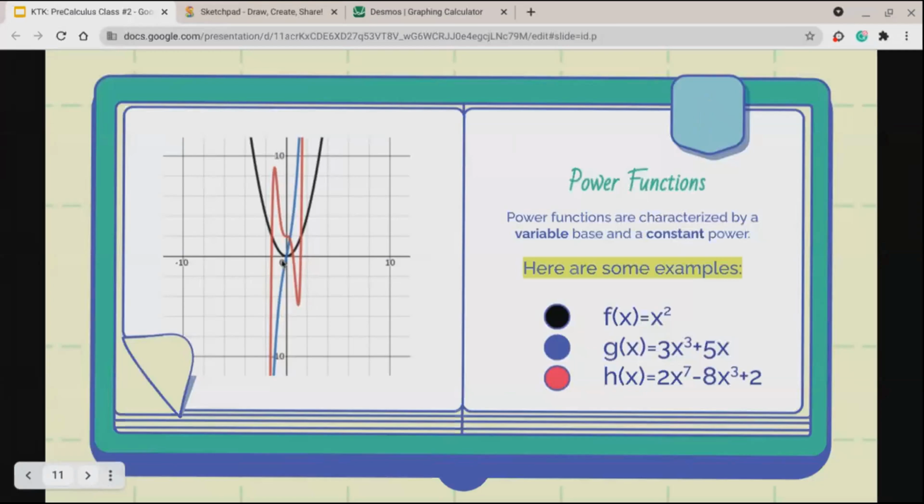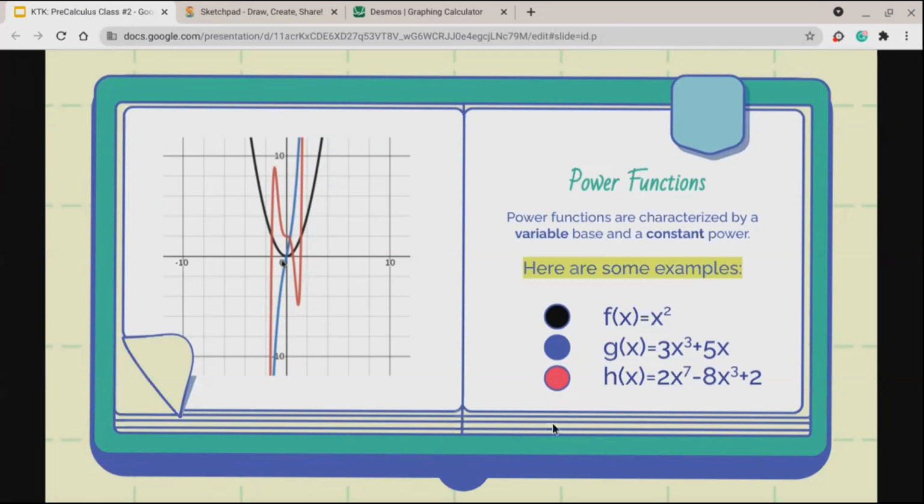So power functions here are characterized by a variable base and a constant power. So here are some examples of a power function. You have f of x is equal to x squared. And you see here that's just a quadratic equation. You have it in black. The quadratic equation looks like a regular parabola. You have g of x is equal to 3x cubed plus 5x. And you can see that's a very stretched out cubic equation.